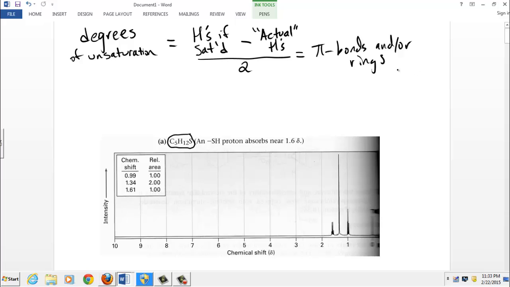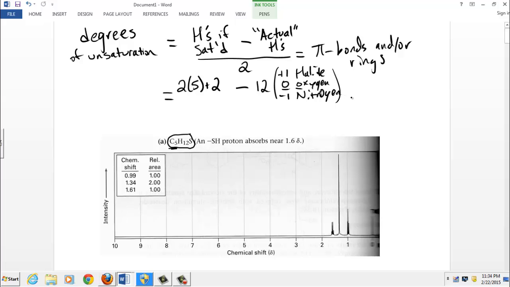Okay, for this compound, there are 5 carbon atoms. So the number of hydrogens, if a 5-carbon compound was saturated, would be 2 times 5 plus 2 more. The actual number is 12. And then what you want to do is make some modifications for heteroatoms. And what I remember is +1, 0, -1. For every halide, you add a hydrogen. For oxygen, you don't make any change. So O and 0, that's kind of nice. And then if you have nitrogen, then you subtract 1.